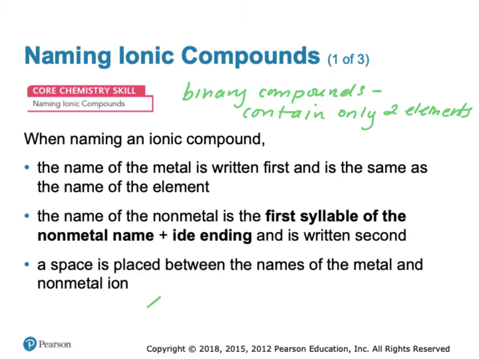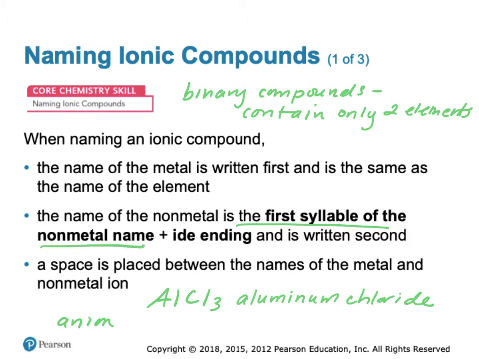For example, aluminum with 3 chlorines would be aluminum chloride. Again, to generate the name of the anion, you are going to add "ide" to the stem part of the name. As it says here, the name of the nonmetal is the first syllable or stem of the nonmetal name, and we are going to add "ide" to the ending.